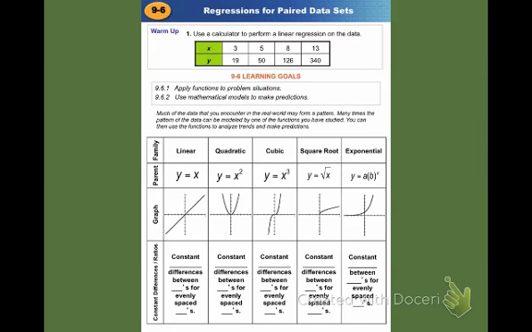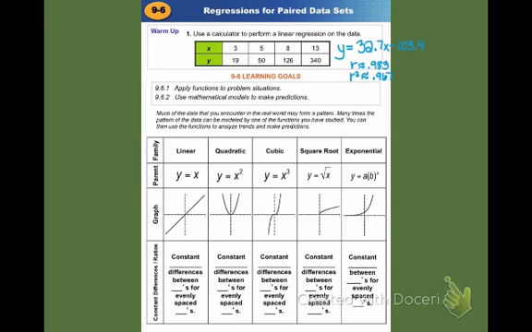In the lesson warm-up, you are asked to use your calculator to perform a linear regression on this data. So please pause the video now and, using your graphing calculator and the list function, perform a linear regression and write your equation in slope-intercept form. Please pause the video now.